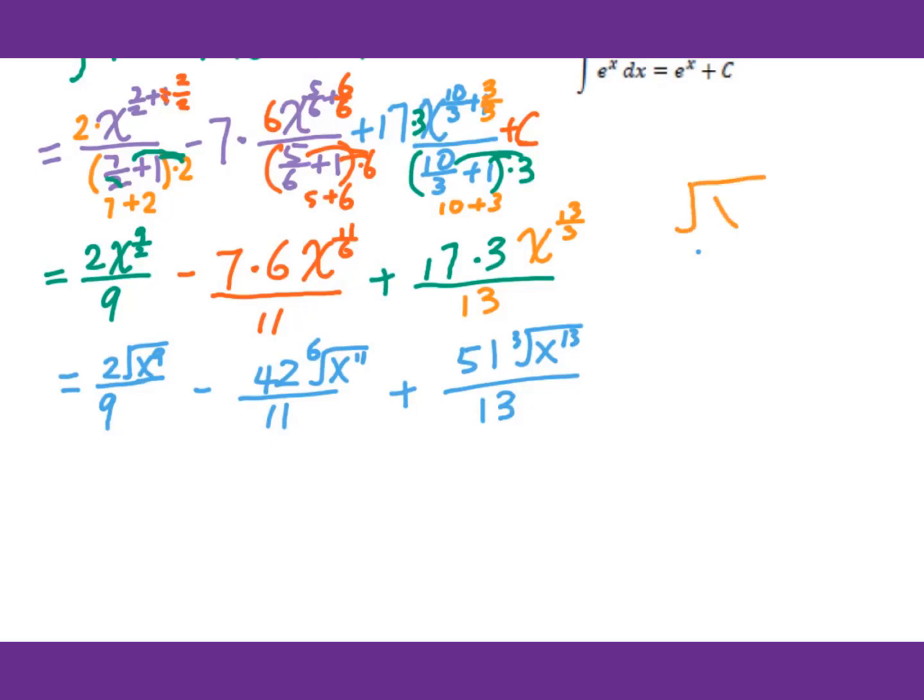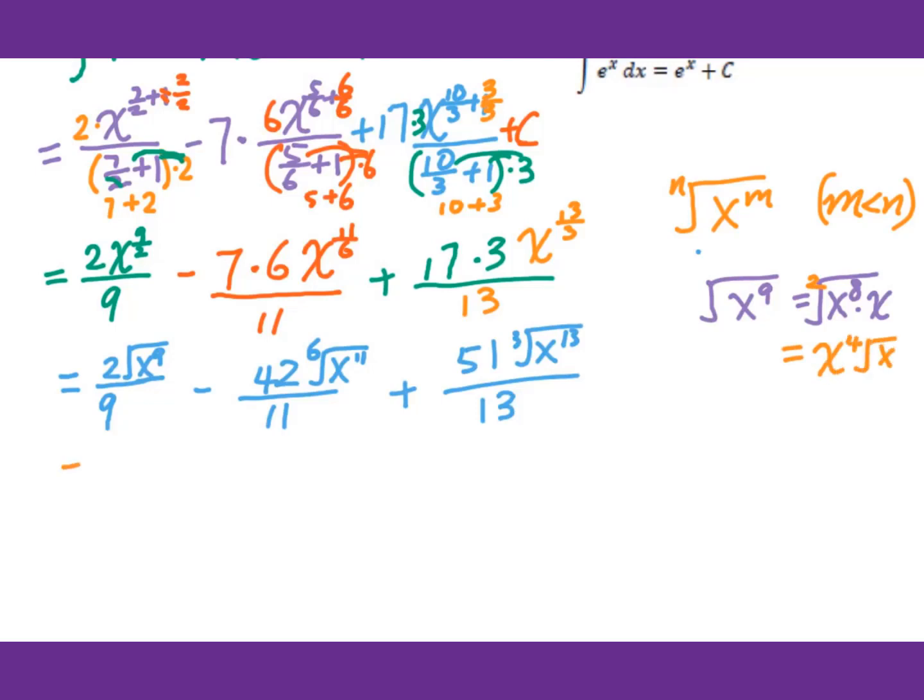Remember, for the nth root of x to the mth power, make sure m is less than n. If m is greater than n, you have to simplify. Therefore, the square root of x to the 9th power will be the square root of x to the 8th power times x. Then this 8 divided by 2, you will get x to the 4th power square root of x. So we get 2 over 9 x to the 4th power square root of x.